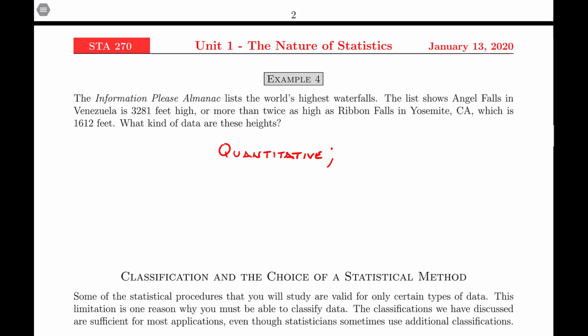And are we talking about a range of values, or are we talking about countable values? Well, since we're talking about height, there is a range to height. So this is what we would consider to be a continuous variable. We're not counting the waterfalls. We're not counting their height. We're measuring their height. So that makes it a continuous variable.